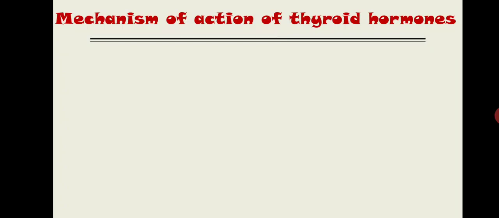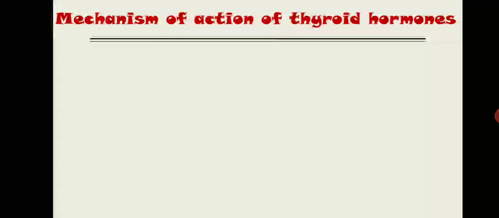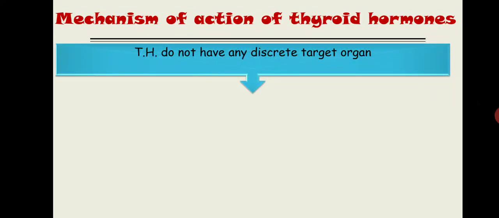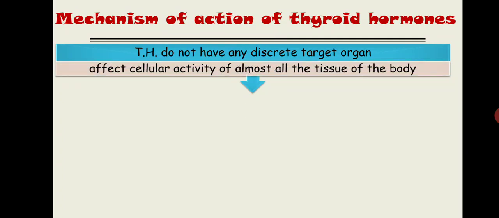So first thing you guys understand is that thyroid hormone has a pleiotropic action. Now what is pleiotropic action? That we covered in our growth hormone, right? The pleiotropic action means that thyroid hormone will work at multiple levels. It does not have any discrete target organ to act on. So first thing you should write down is that thyroid hormone does not have any discrete target organ. It affects the cellular activity of almost all the tissues in our body.